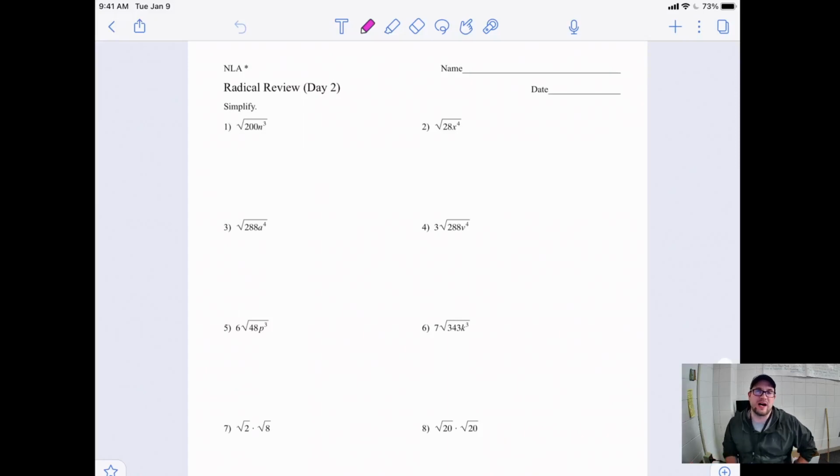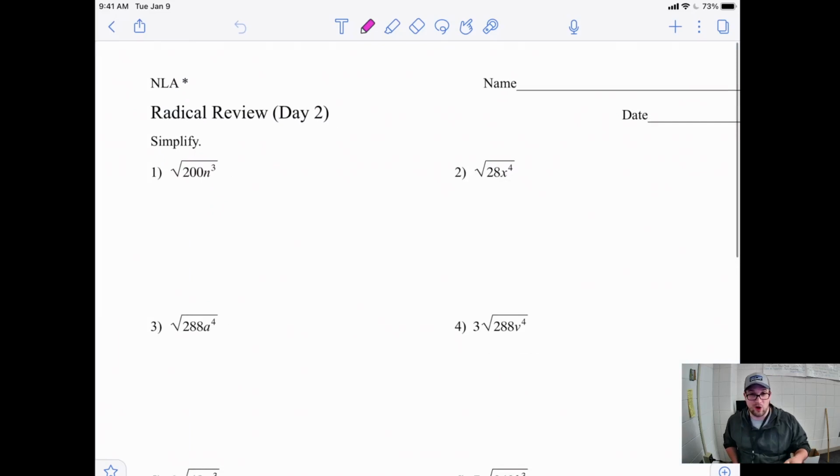Today, our job is to go through and talk about how we do all of our radical stuff: simplify, add, and multiply. That's going to be our focus today. We are going to spend some time now. This is your review day. Your test is tomorrow. I want you all to do as well on this test as possible.